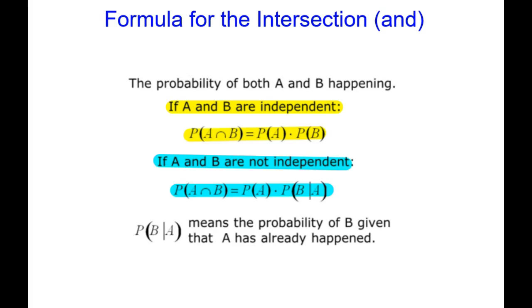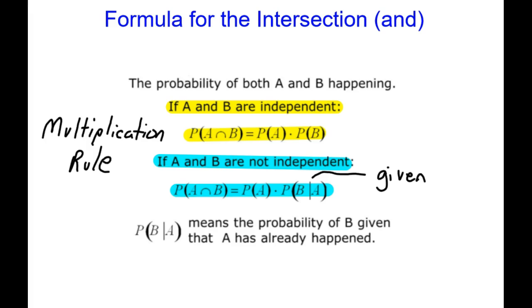Next, we're going to go through the formulas for the intersection, which means and. So the probability of both A and B happening, if A and B are independent events, then the probability of A and B is equal to the probability of A times the probability of B. If A and B are not independent events, then the probability of A intersect B is equal to the probability of A times the probability of B given A. When we see this bar, when dealing with probabilities, that refers to given. So the probability of event B happening given that event A has happened.